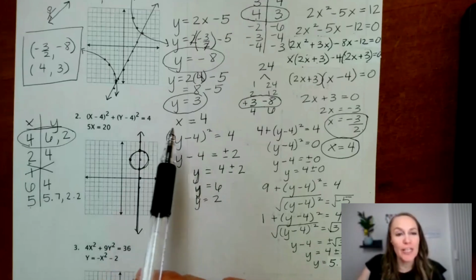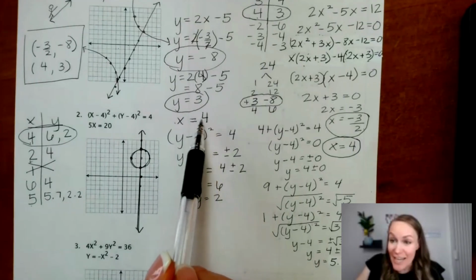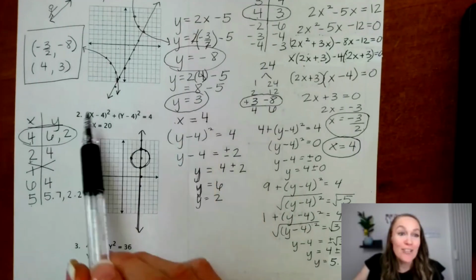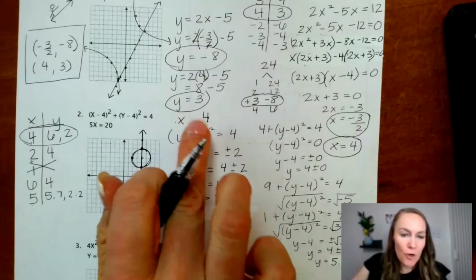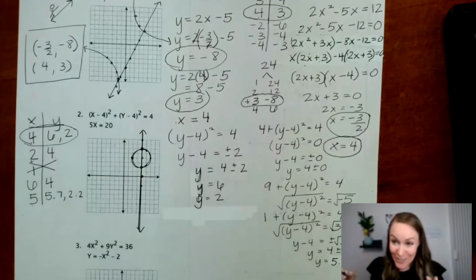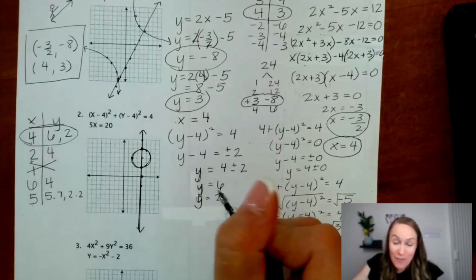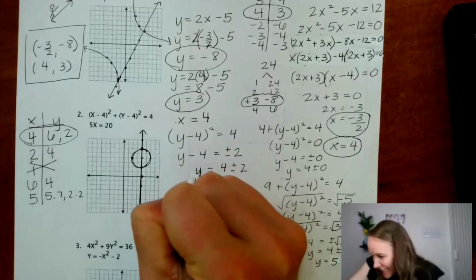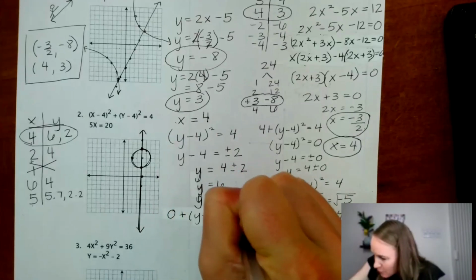So it's going to be pretty easy though, because our equation is x equal to 4. So we're just going to take this x equal to 4 and substitute that into our equation. Okay, so I'm going to plug in 4 into my x value and see what I get. So 4 minus 4 is 0. 0 squared is 0. So I have 0, and I'm not going to write 0 because I don't have to, right? But I can. 0 plus y minus 4 squared equals 4.